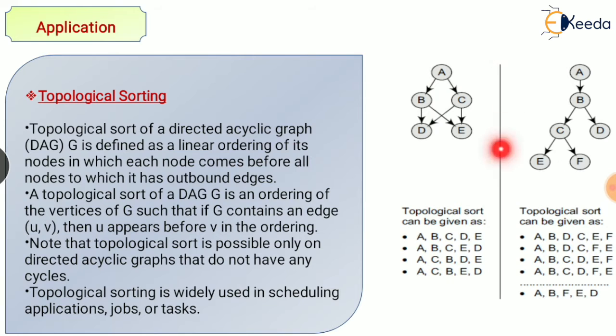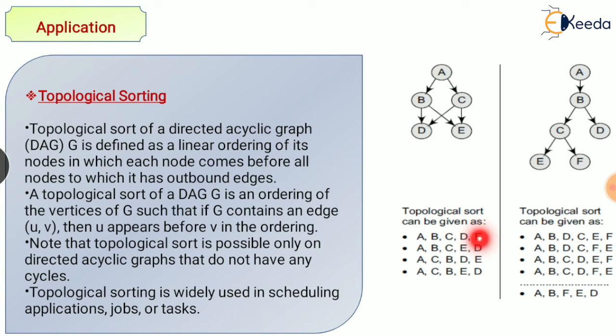So there are various topological sorts available over here, defined as a linear ordering of its nodes, in which each node comes before all nodes to which it has outbound edges. Outbound edges. Okay, so a topological sort of a directed acyclic graph. Now there is no cycle present. Directed acyclic. No cycle is there.